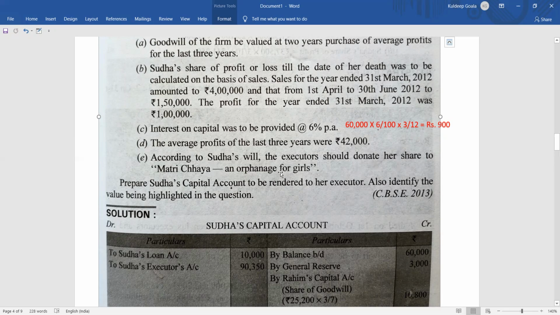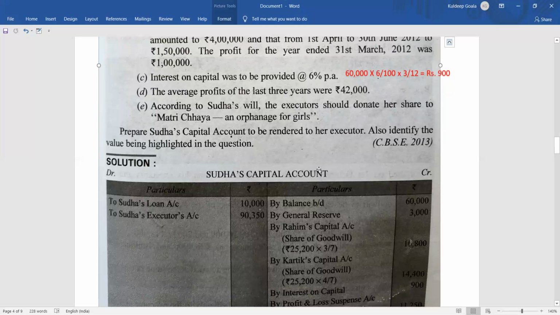But here some value based question is there. What is the value you are finding here? Helping the needy. That is the value hidden here. So let's go for the calculation and solving the sum. We are asked that we should prepare the capital account of Sudha and show how the settlement will be done. So all the calculations are over.